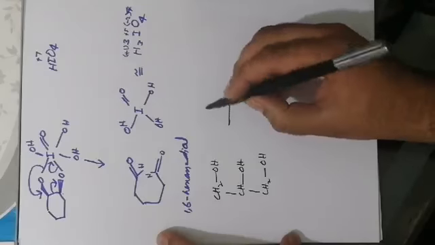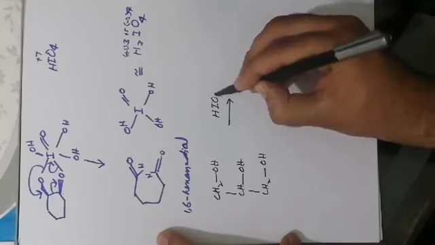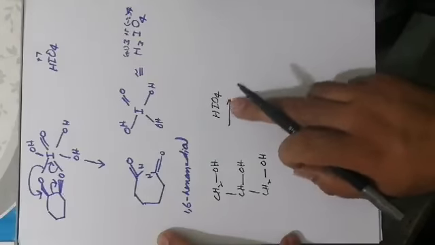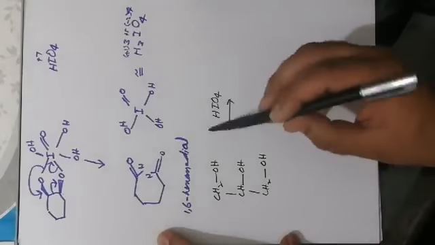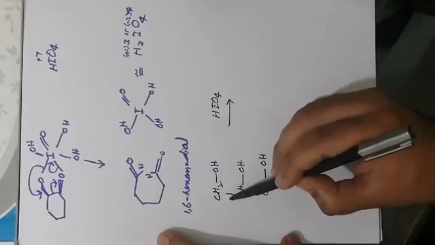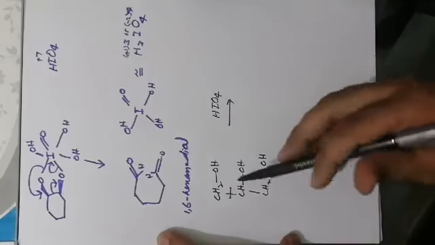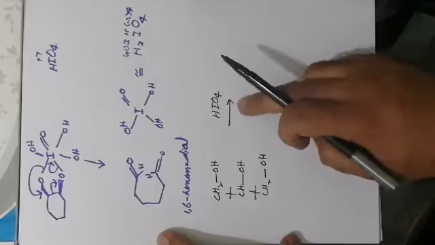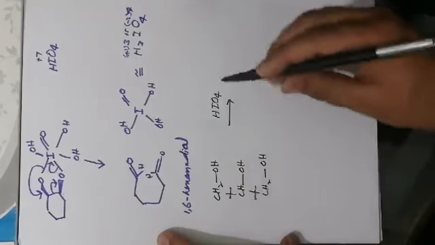So upon reaction with periodic acid, how many moles of periodic acid would be consumed? This is very important to remember here. In the first step you will see that this bond will rupture and it will consume 1 mole of periodic acid, and another mole of periodic acid would be consumed for cleavage of this carbon-carbon single bond.